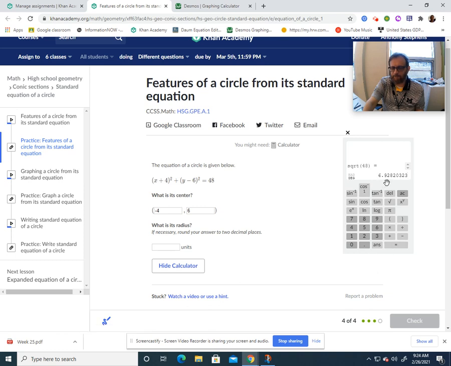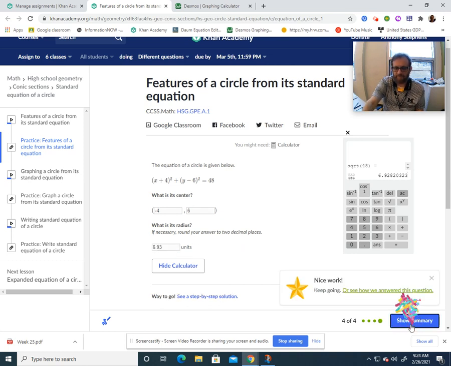And that says 6.9282. It says round to 2 decimal places. So 6.93.